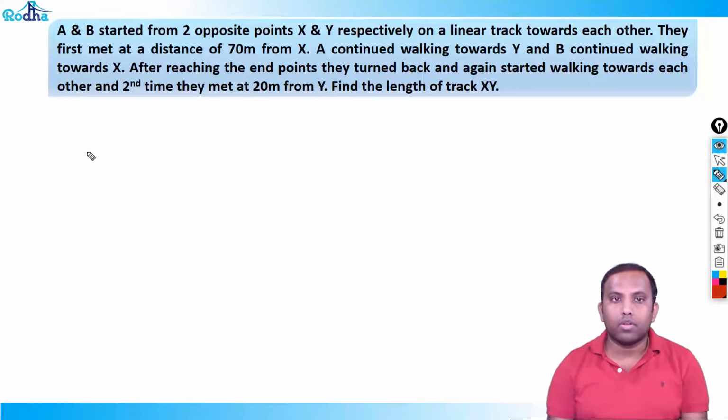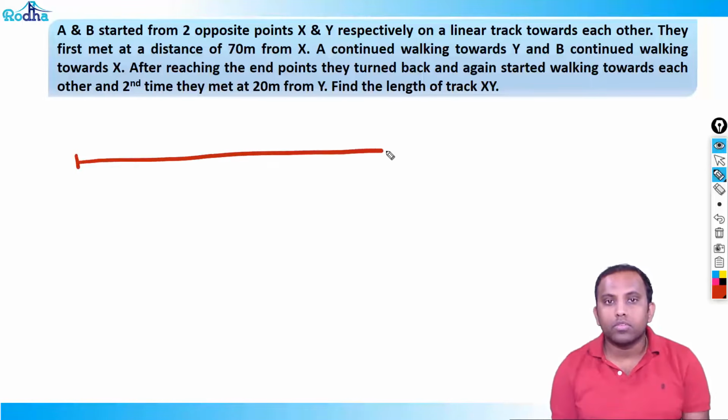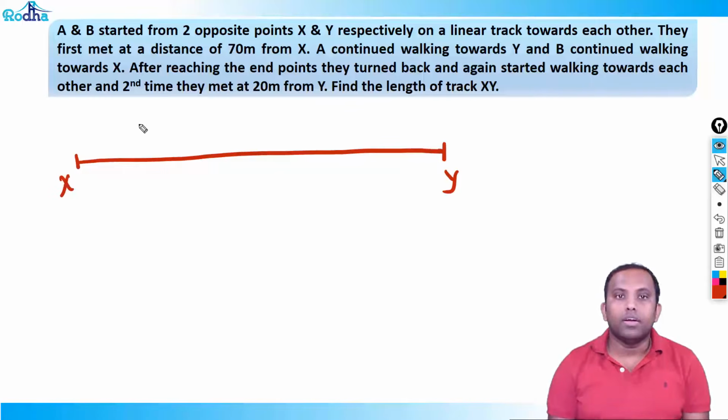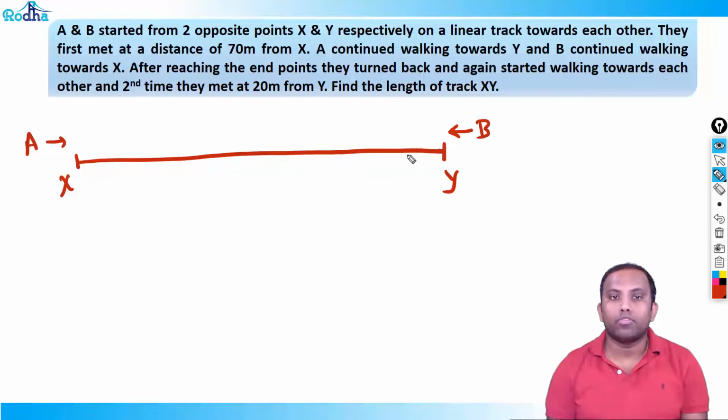Let's draw a linear track xy. This is x, this is y, and two people A and B have started. A started from x, B started from y, as given by respectively. The length of xy is not known.